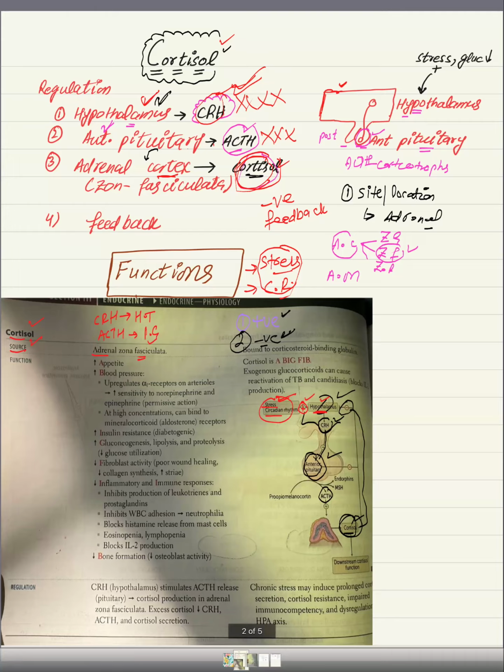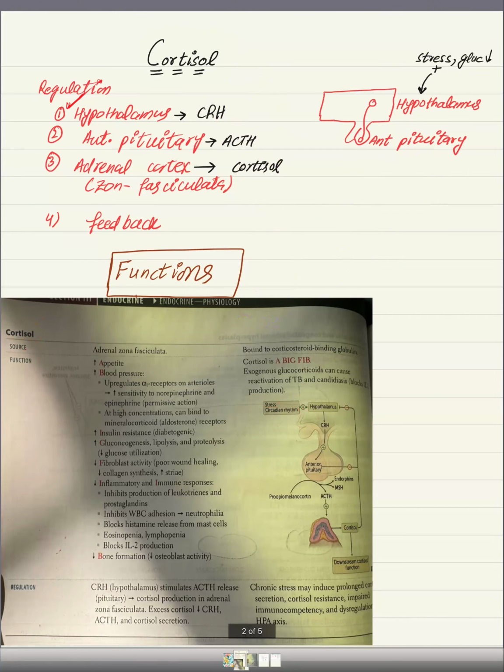Please know these regulation pathways, from where it is going to be produced, and after that you have to know what the signals are that lead to production of that hormone. So these are the important points. These are the first four points. First one is hypothalamus, second anterior pituitary, third adrenal cortex, and the fourth one is about the feedback. Feedback is of two types, positive and negative. I hope these things are clear to you guys. So this is about the regulation.